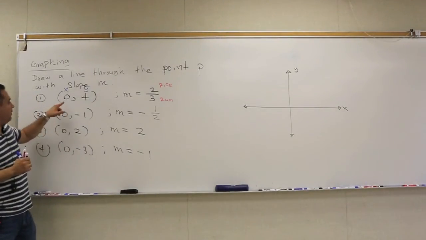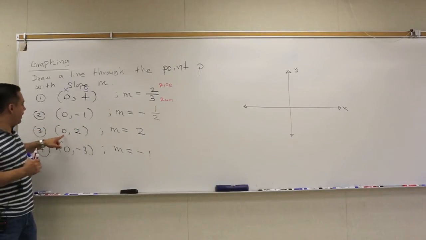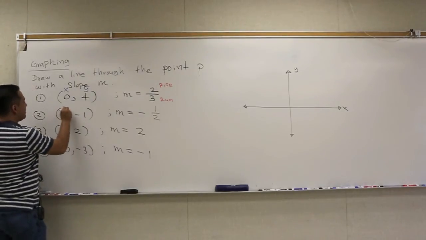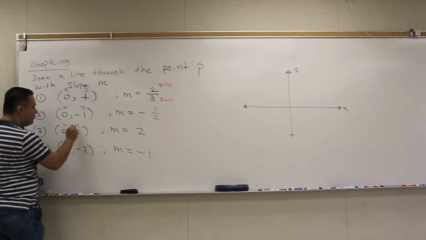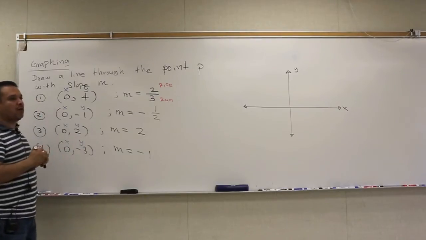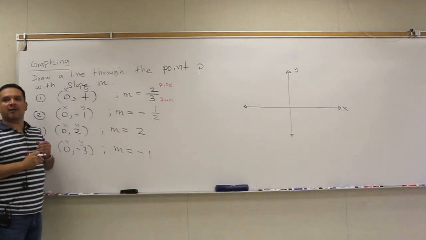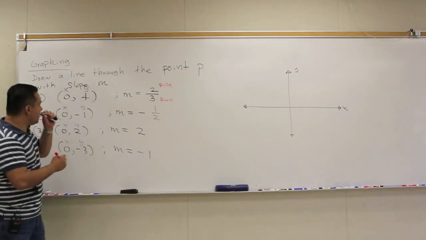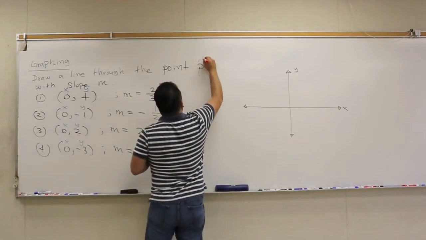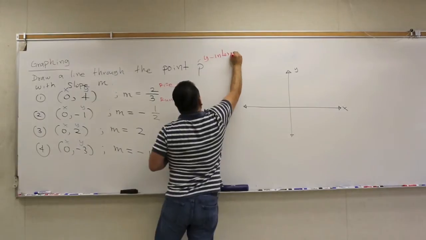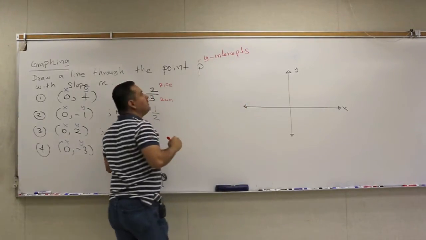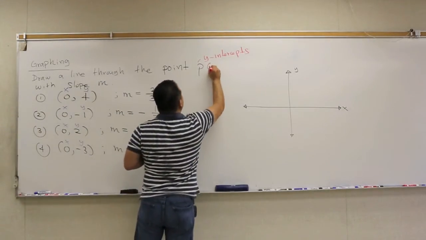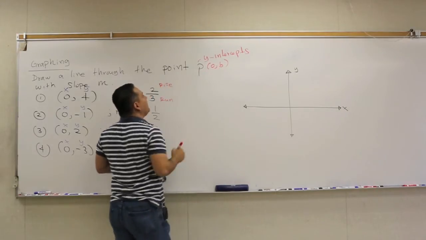In fact, if you looked at all of them, x is 0, y is negative 1; x is 0, y is 2; x is 0, y is negative 3. So in each case, x was 0 and y is some value. Does anybody know what's so special about these points? Good, they're y-intercept values. Since they're so special, we like to describe them as (0, b), where b is the y-intercept value.